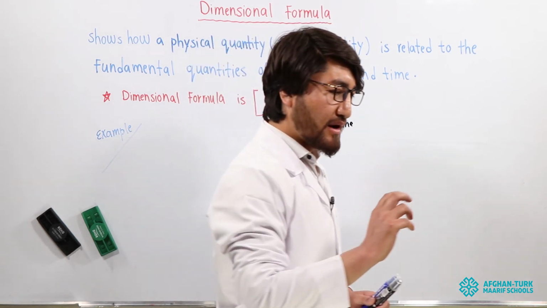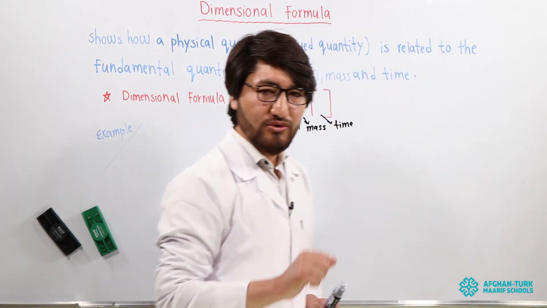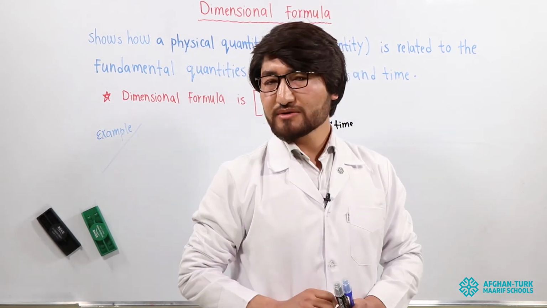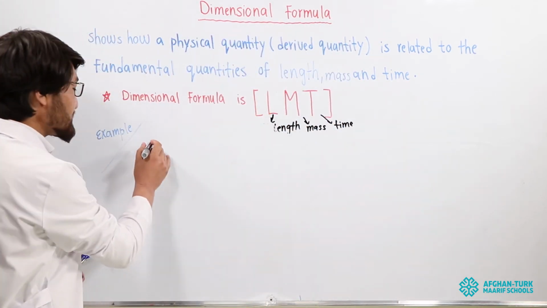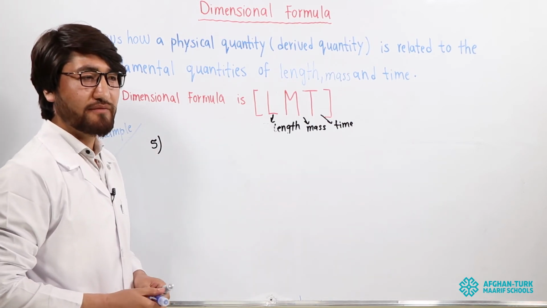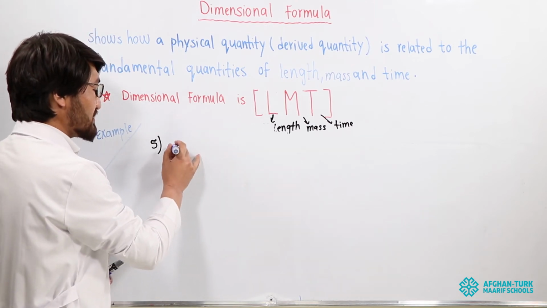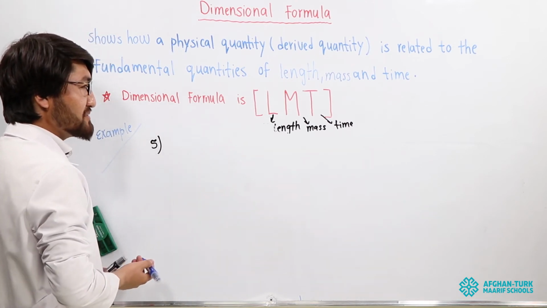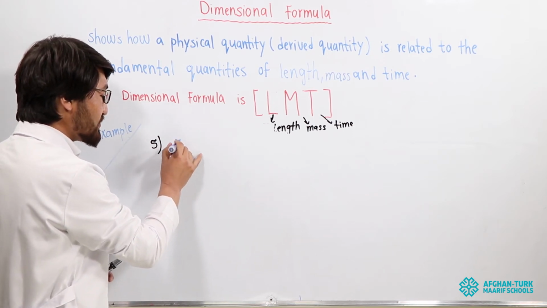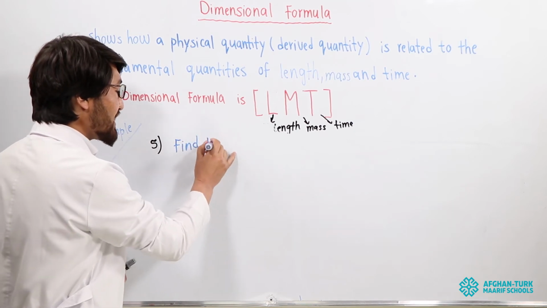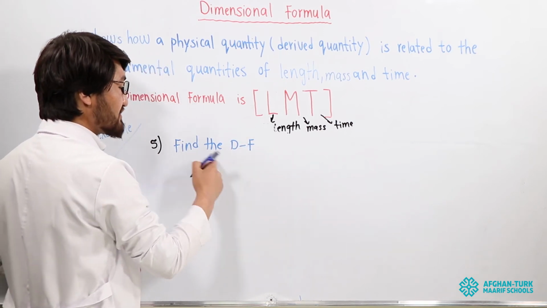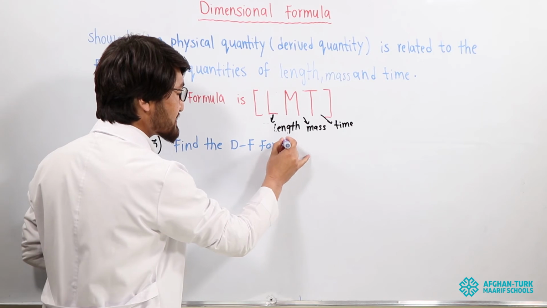Students, I did 4 examples about dimension formula. I do one more example for dimension formula, and then I will give you some questions to solve by yourself. Example number 5: find the dimensional formula of force. Find means determine. The question is: find the dimension formula for force.